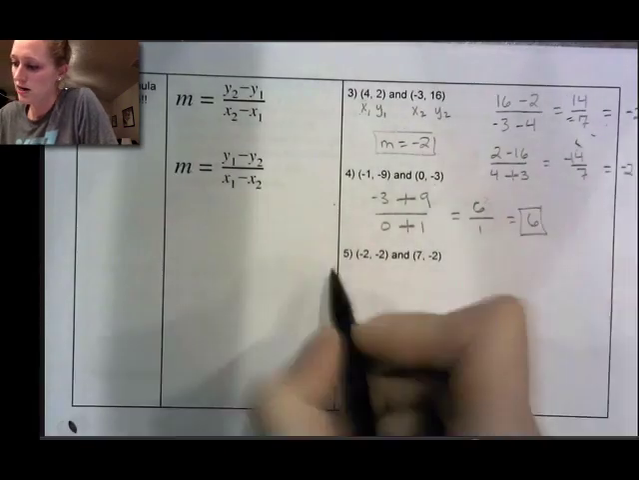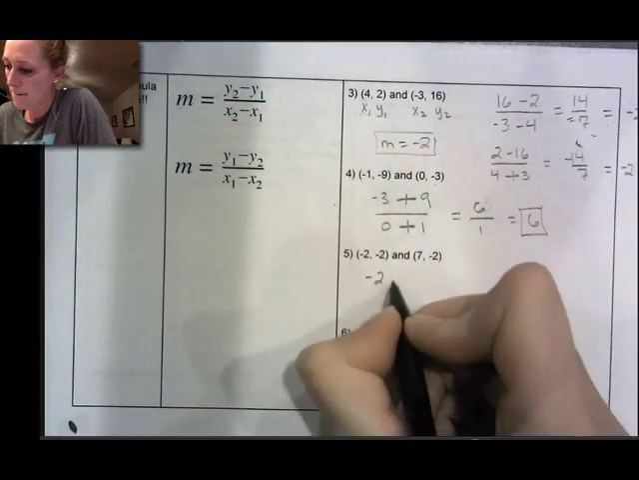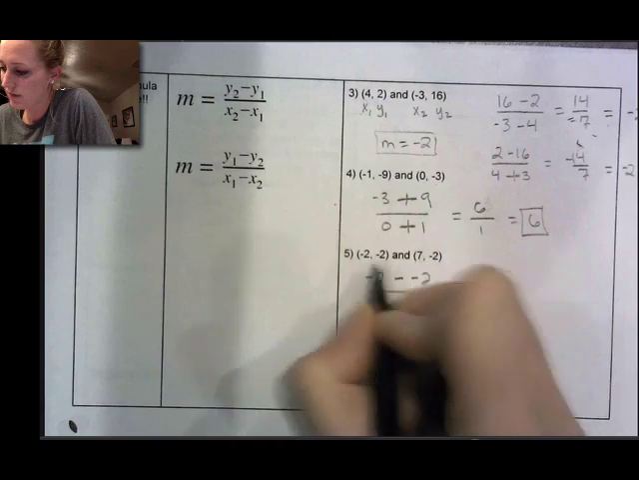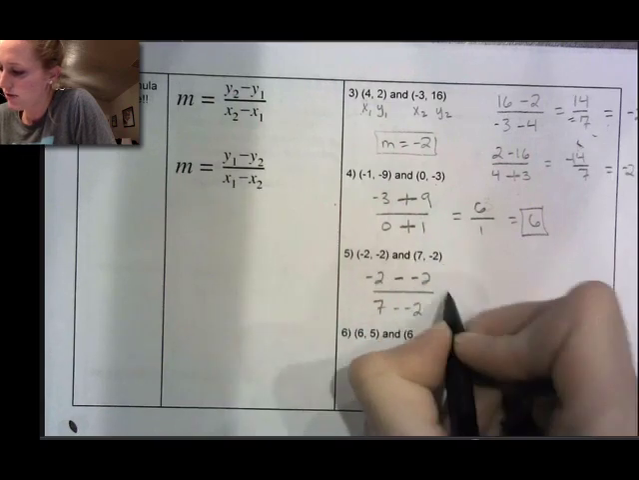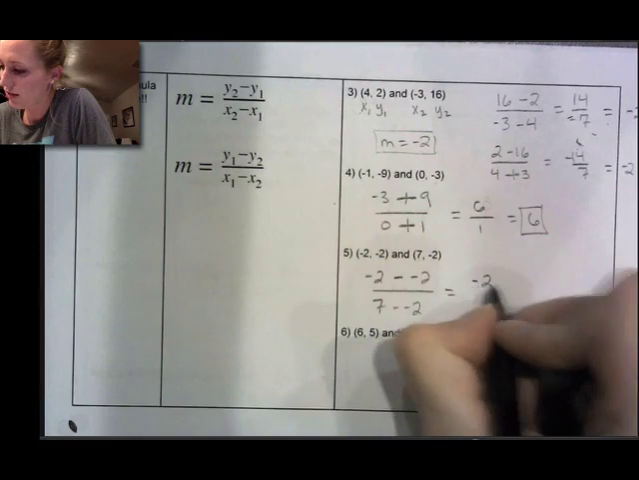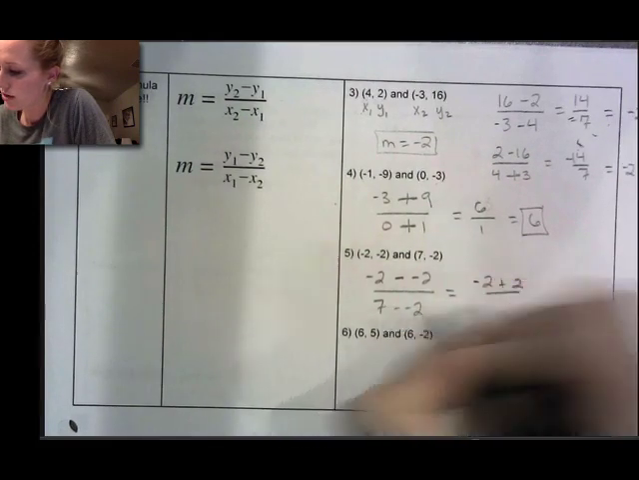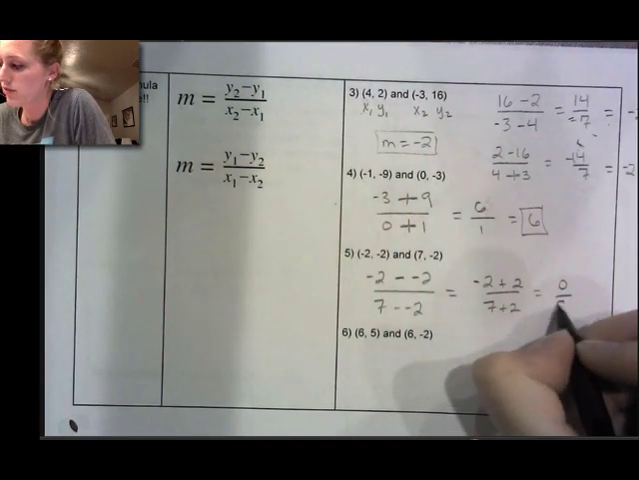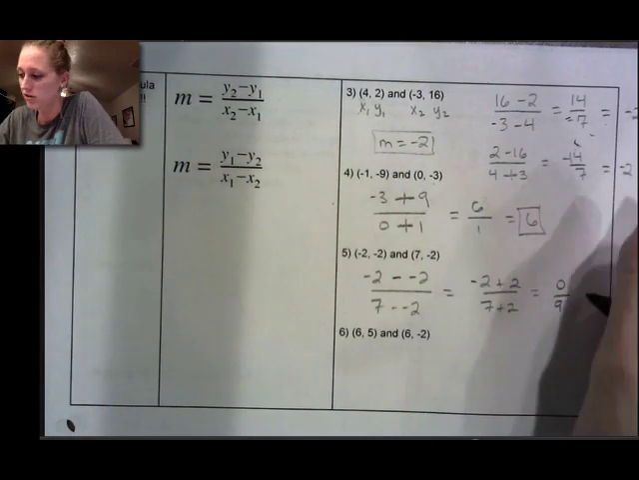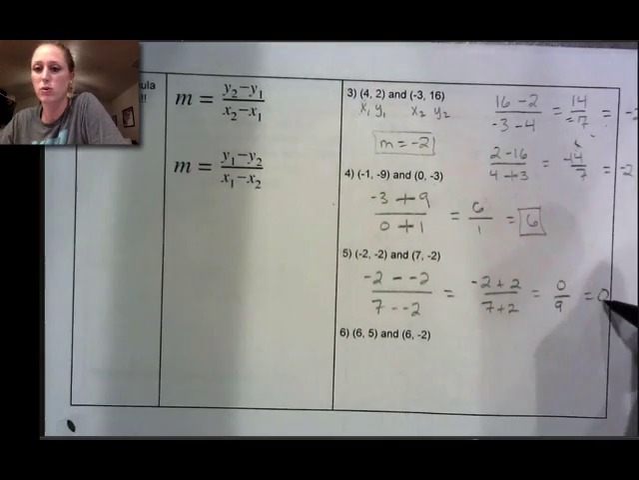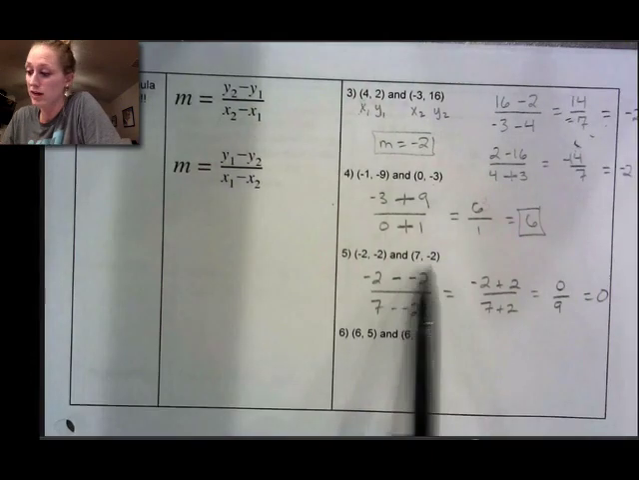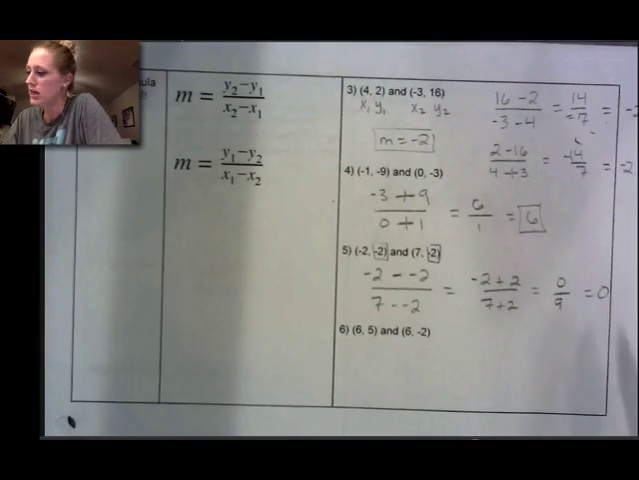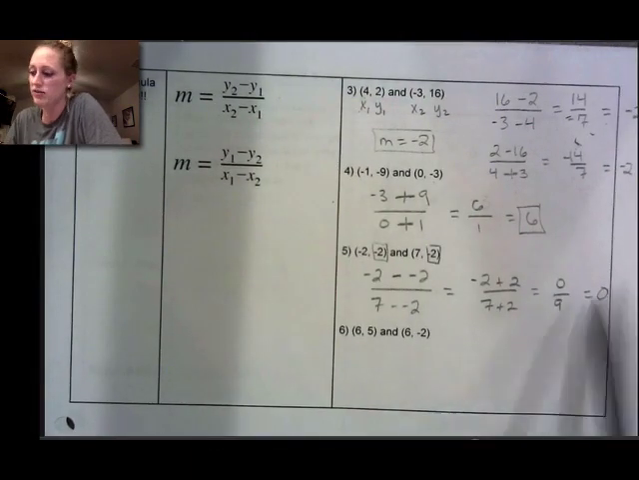Here, negative 2 minus negative 2, so I'm doing second y minus first y, over 7 minus negative 2. Again, we're going to turn to addition. So I've got negative 2 plus 2 over 7 plus 2. It's going to be 0 over 9. 0 divided by anything is just 0. So this is going to be a horizontal line that goes through negative 2. A clue for that is if your y's are the same, you're going to get a horizontal line that has a slope of 0.